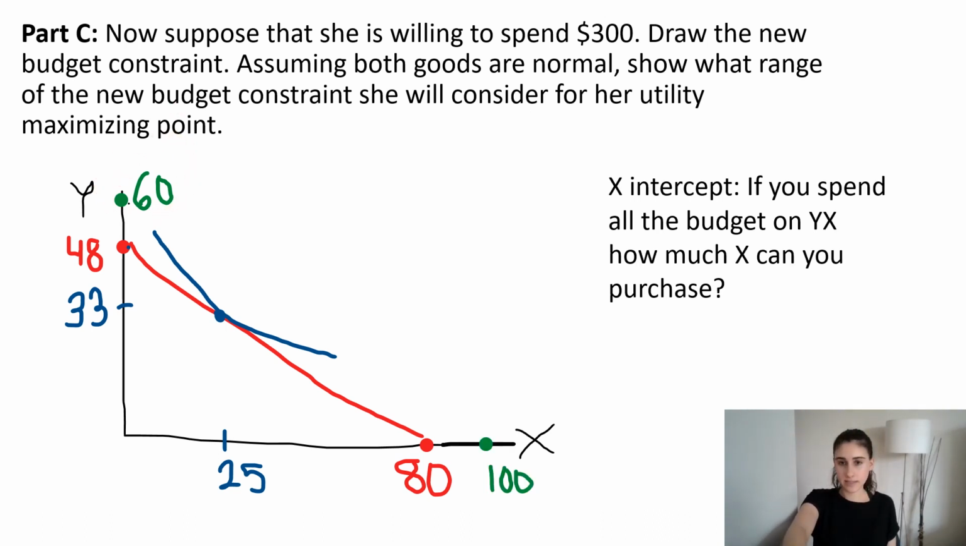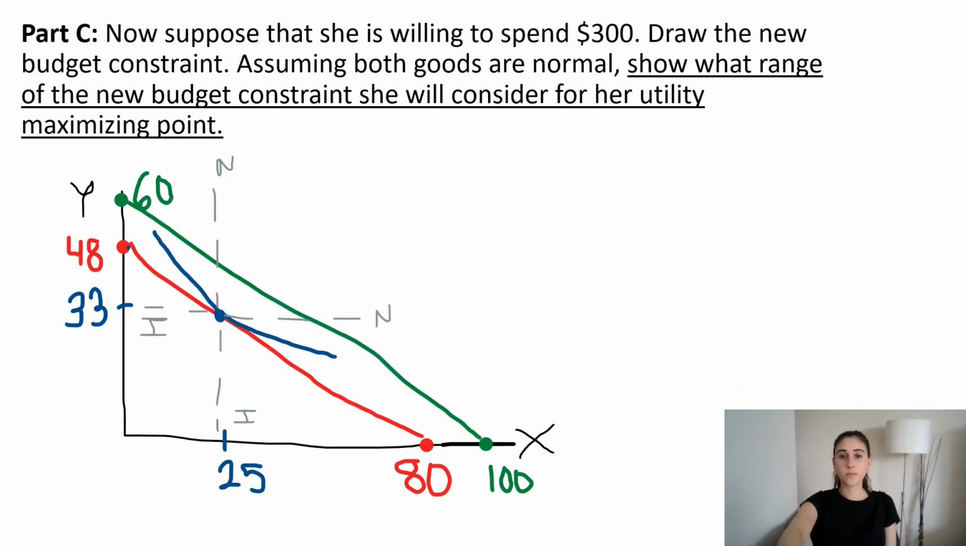Next, we find our X-intercept. Remember, the X-intercept represents the number of units of X we can purchase if we spend all our money on X. We now have $300 to spend, and X still costs 3. So if we spend all our money on X, we can afford 100 units of X, and that becomes our X-intercept. Given our two intercepts, we can make a line.